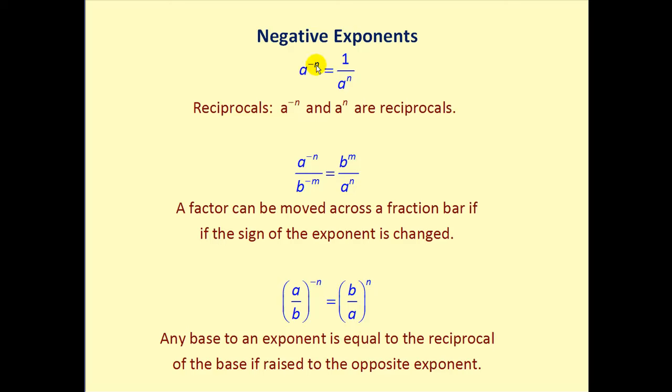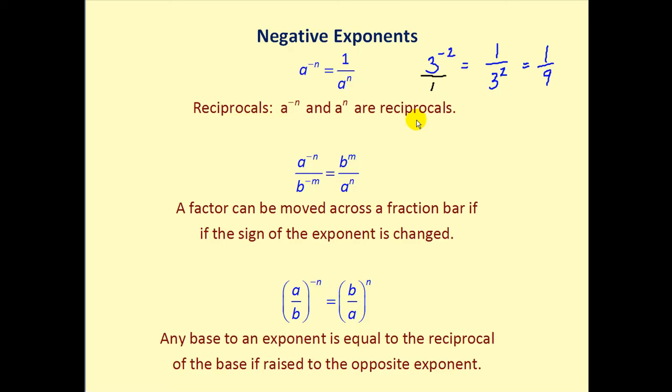A to the power of negative n is equal to 1 over a to the power of positive n. So for example, if we have 3 raised to the power of negative 2, that would be equal to 1 over 3 to the positive 2 power, which would be 1/9. Now for me, it's often helpful to think of 3 to the power of negative 2 as a fraction where all of this is over 1. So if I move this across the fraction bar, it changes the sign of the exponent from a negative 2 to a positive 2.